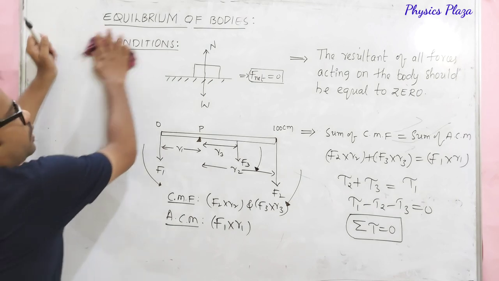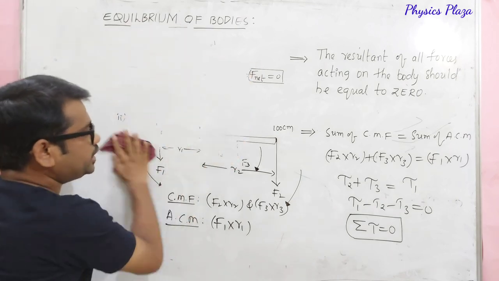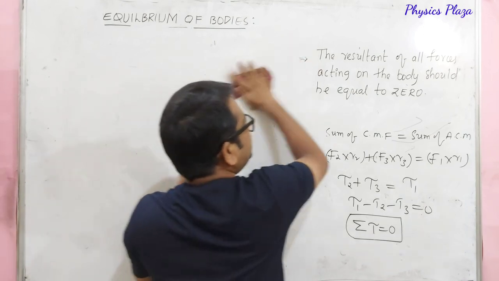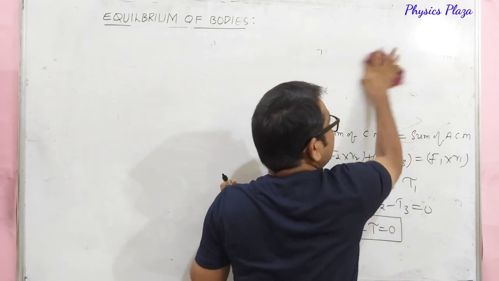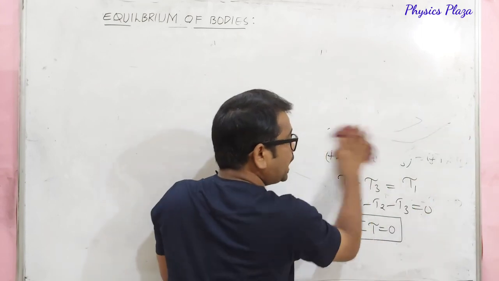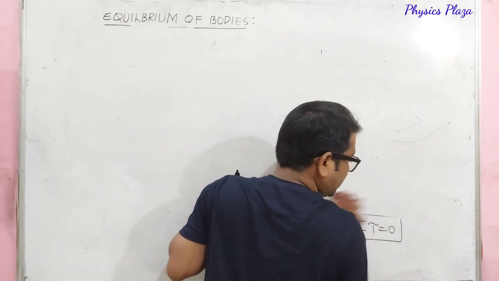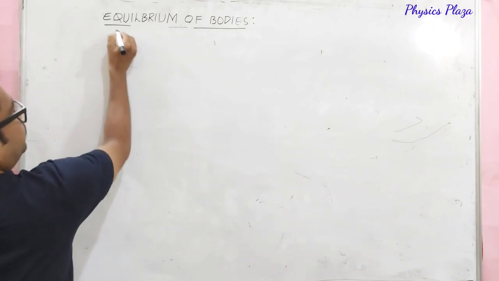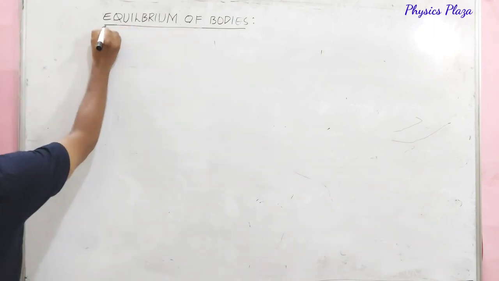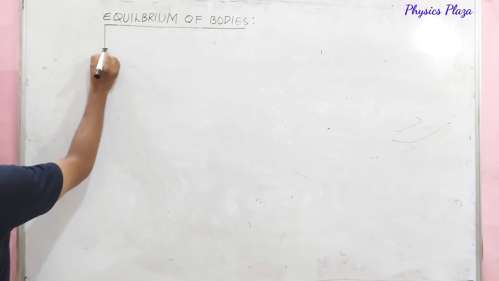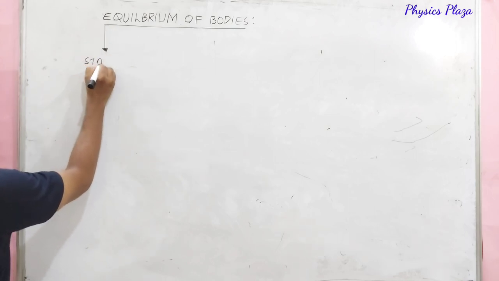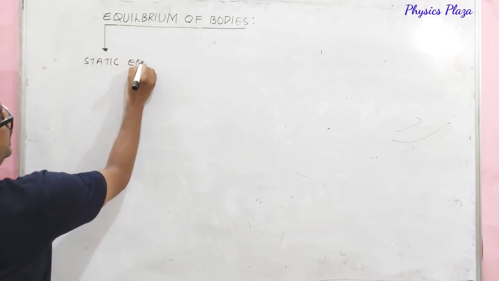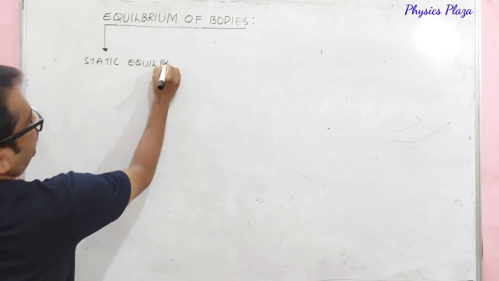Now we will discuss the types of equilibrium and examples. Dear children, in examinations they will give an example and ask you which type of equilibrium it comes under. There are two types of equilibrium, dear children. Let us write here. First one is static equilibrium.